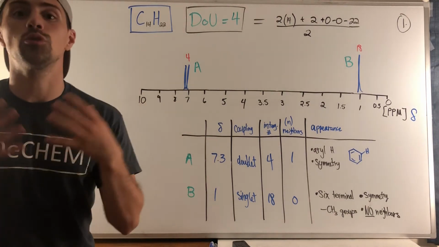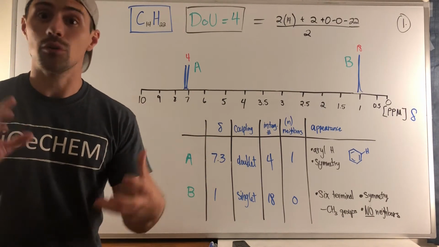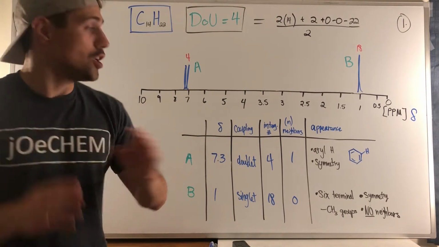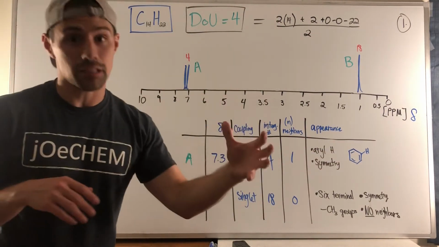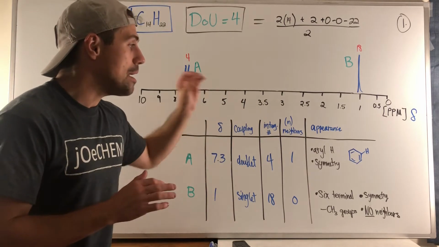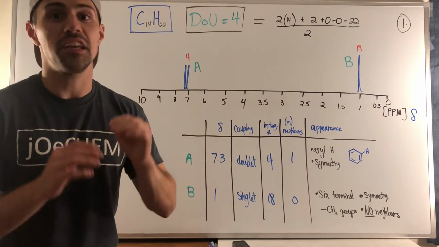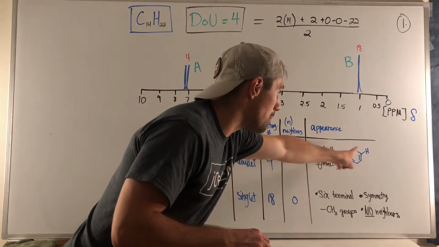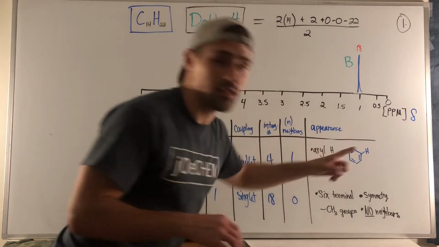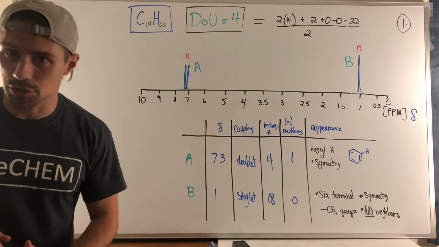When you are in the low 7s, that is aryl hydrogen territory, meaning you are a hydrogen directly off of a benzene ring. Don't get confused with the benzylic position. I'm talking about directly attached to a benzene ring. That is a very de-shielding effect because you have a pi system of delocalized electrons. You have so much electron density in there that it is going to de-shield your hydrogens.